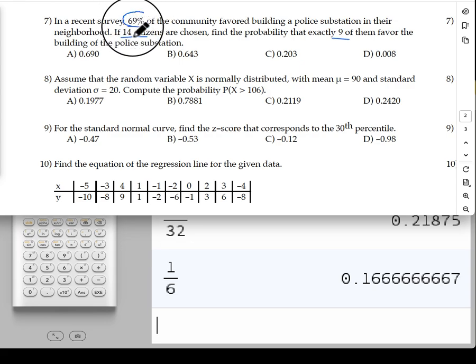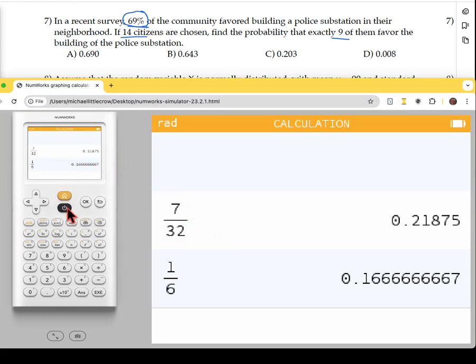69% is the chance of success, right? Of finding someone. So out of 14 with a 69% chance, what's the probability of getting exactly 9? We can use the binomial distribution in our calculators.